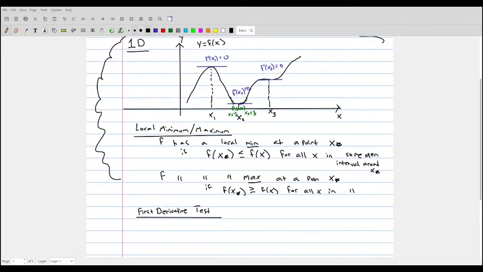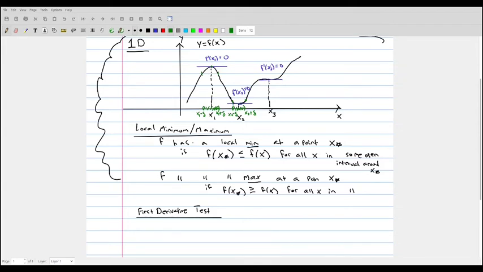And that's evidenced by, say, if you look at this picture, you can again find an open interval around x1. We'll say x1 minus delta to x1 plus delta. This is an open interval around x1 where the value of the function f of x is always less than the value of the function at the point x1. So that's what makes that a local minimum.